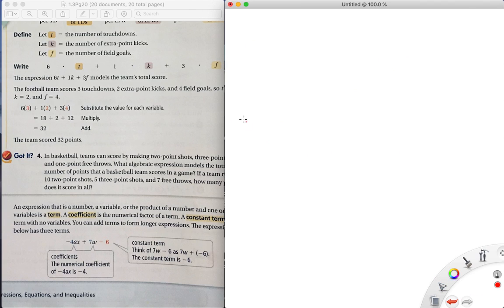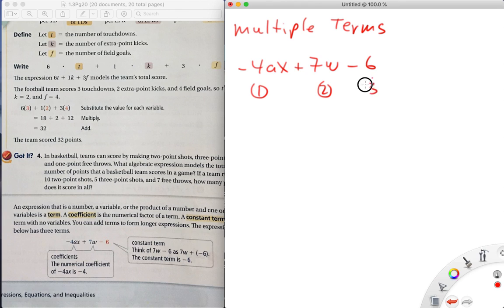You can break up these things into multiple terms. Multiple terms are separated by either the addition symbol or the subtraction symbol. So we have here that the book gives us negative 4ax plus 7w minus 6. We have one term here, two terms here, three terms here, right? This term has a constant of negative 4 and two variables, and they're all being multiplied, separated by an addition symbol. Then we have a constant 7 multiplying the variable w, separated by an addition and a subtraction symbol, and then we have a 6 here all by itself.